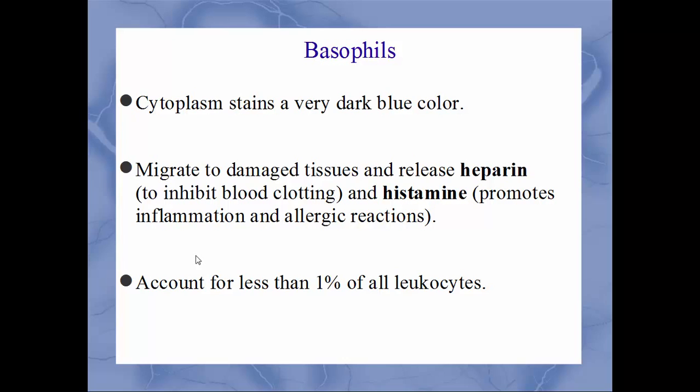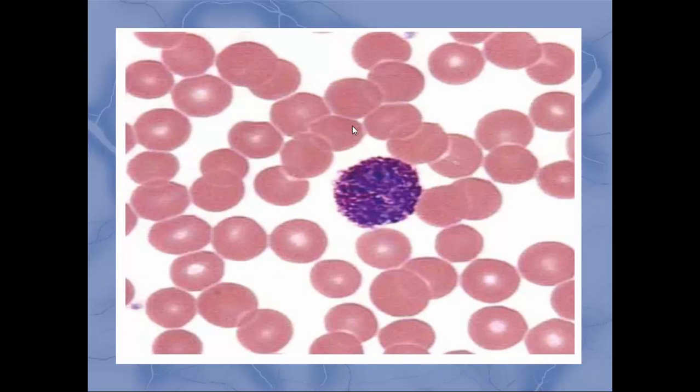Now, basophils will migrate to tissues that are damaged and release heparin, which will inhibit blood clotting, so more blood can get there to help fight the infection. They also release histamines. This will promote allergic reactions. So those of you who have allergies, that's why you take antihistamines to combat this from being released. If you have allergies, these cells are the reason why.